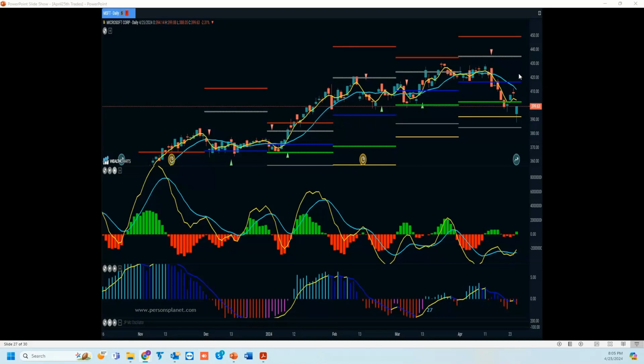Any pullback over the next couple days that still has strong volume and the PMC improves, it'll probably stay in this little trading range, and the dips will be defended. So does anyone have any questions at this point? Is there any questions that you have on these indicators?